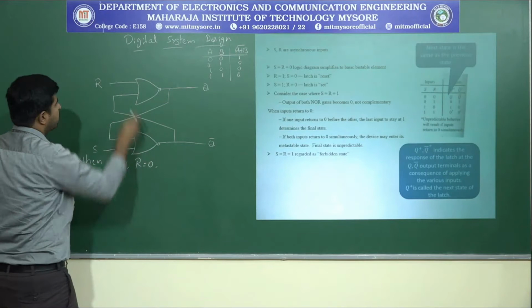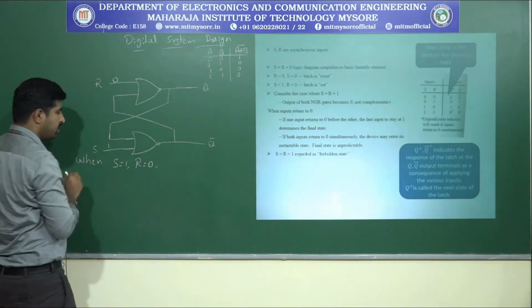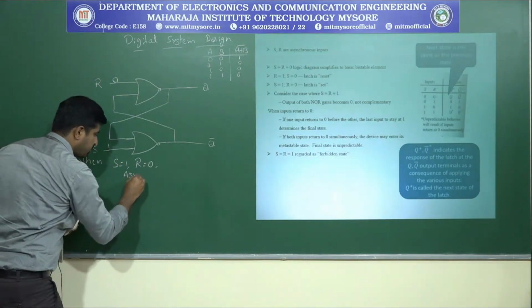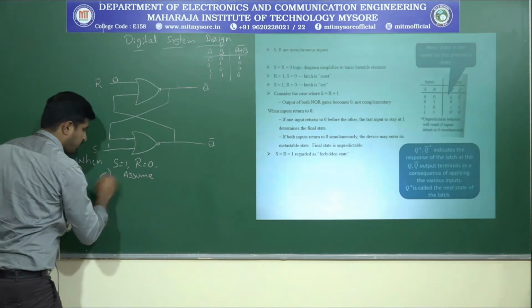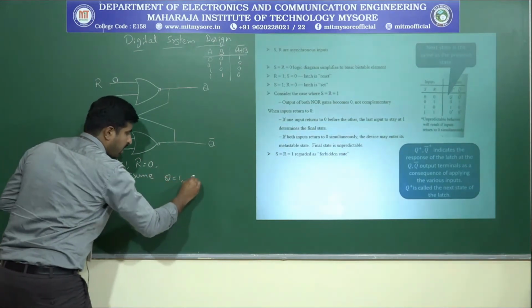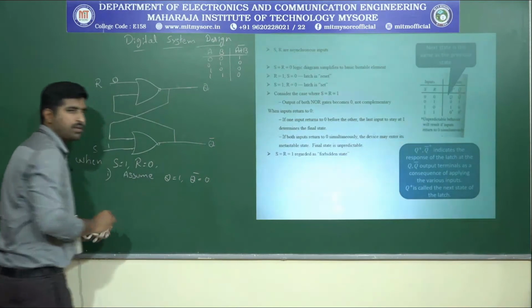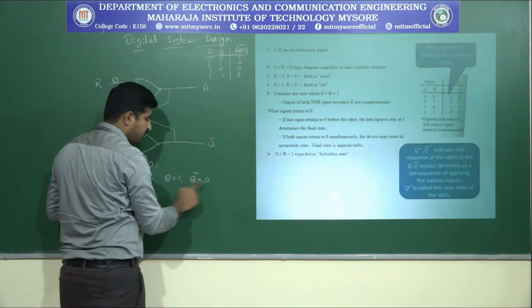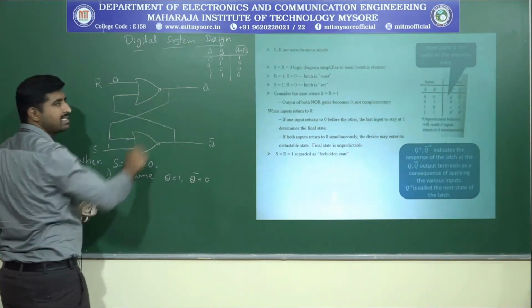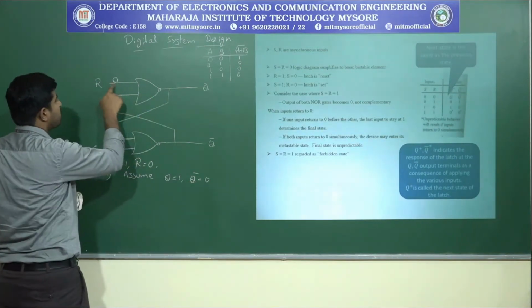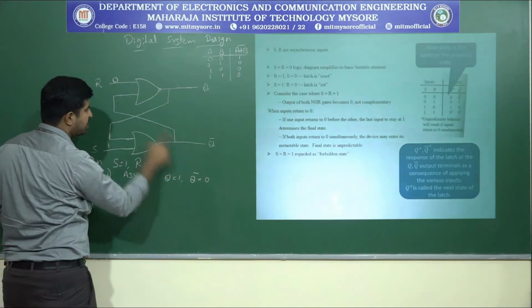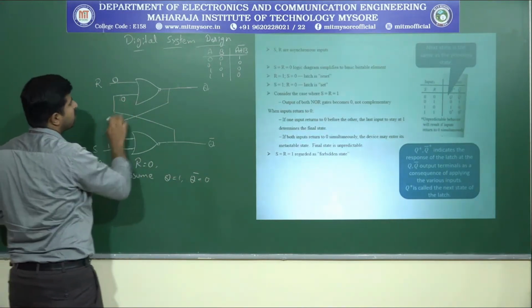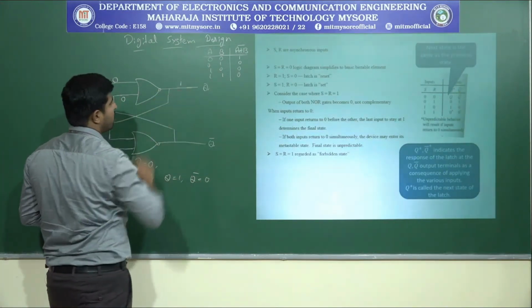Okay, so here R equals 0 and S equals 1. Let's assume Q equals 1 and Q bar equals 0. Whatever the present Q and Q bar is, 1 0, let's analyze the circuit. When R equals 0 and the present state Q bar equals 0, then the output is going to be 1.